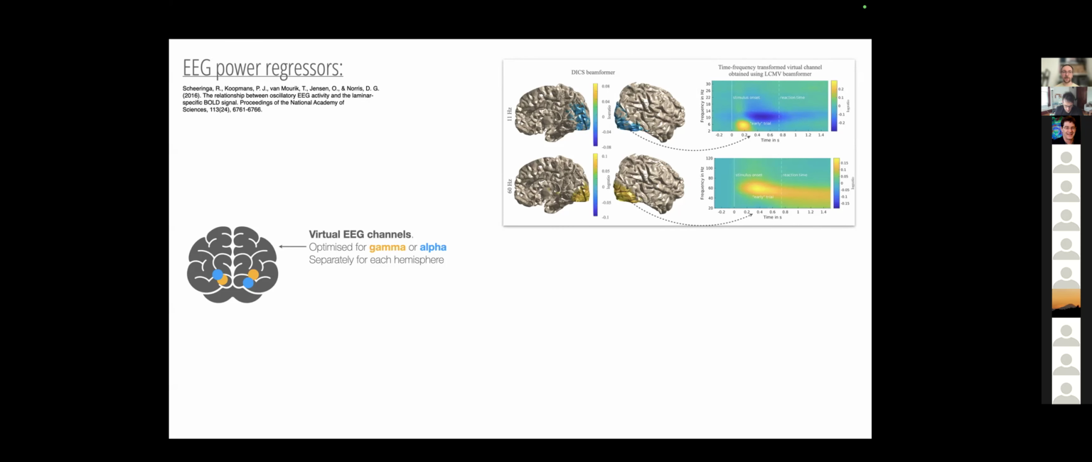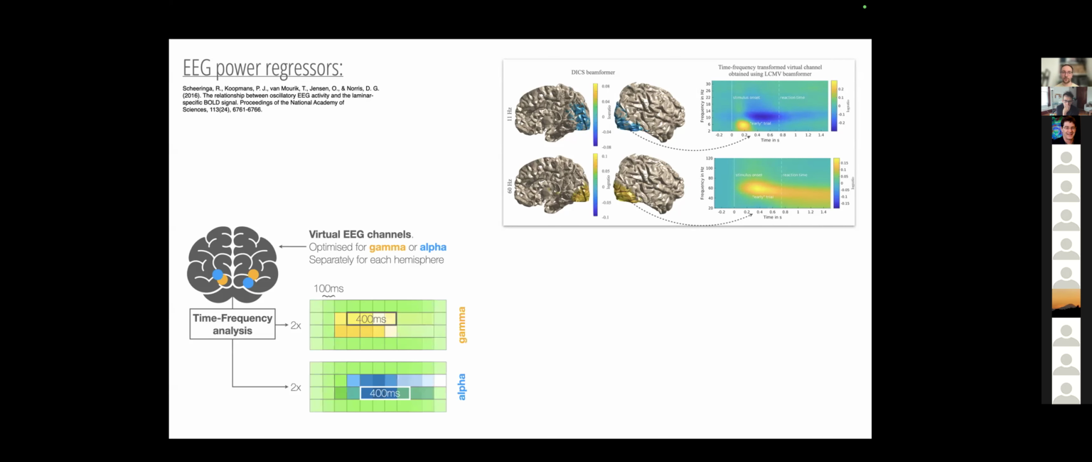We did it this way because René Scherringer, in his previous paper, did an ICA-based approach where he would select alpha and or gamma components from the ICA and then extract the data from this component and use it as the basis for the regressor. But we wanted a more computational approach that involves less human intervention. So we went for this beamformer approach, selecting the strongest decrease in a set time frequency window and then selecting those virtual channels from there.